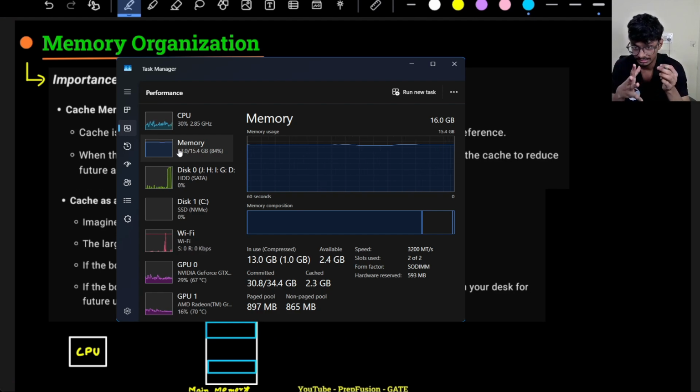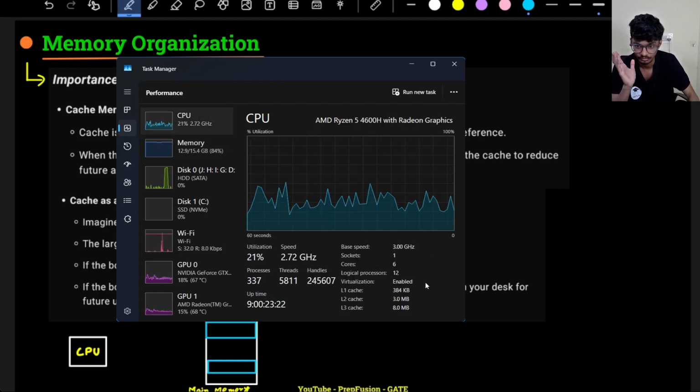Obviously you will understand that you will not be able to change the cache memory. Cache memory is fixed with the CPU. This is never upgradable. You can never upgrade the cache memory. You have never heard anyone saying that I want to upgrade my cache memory. You have never heard of this term.